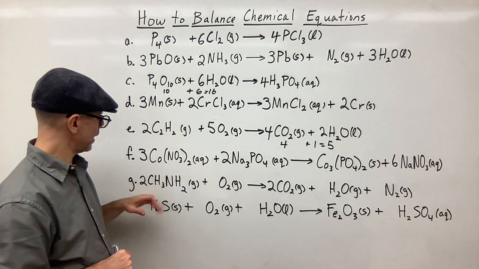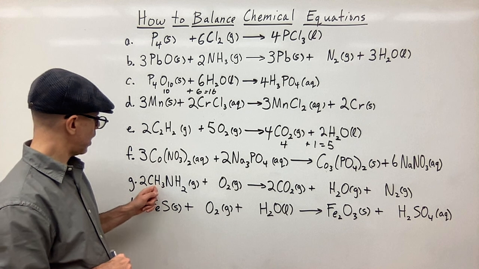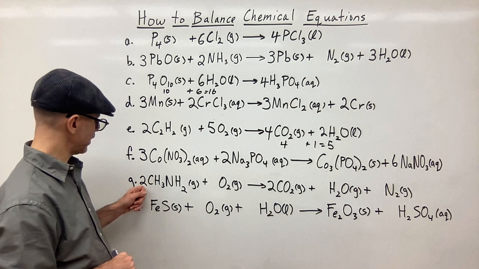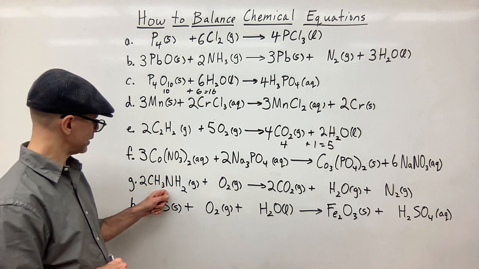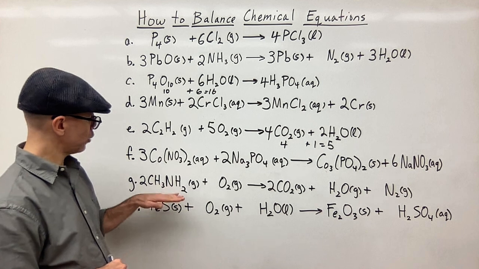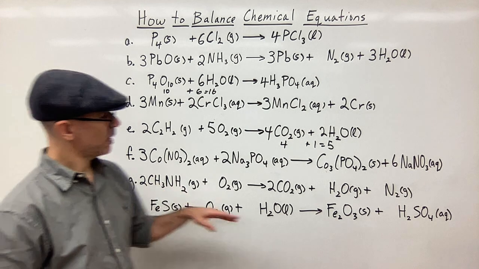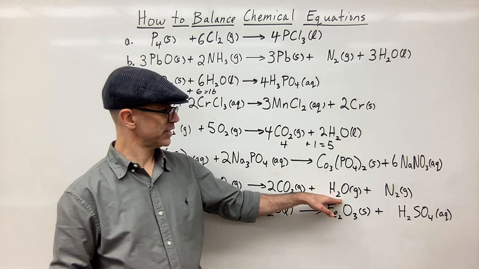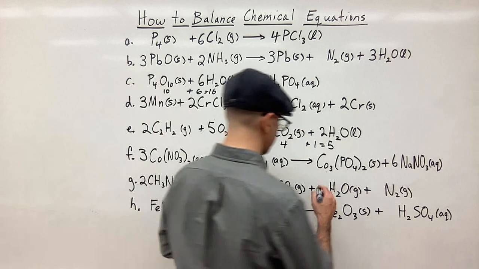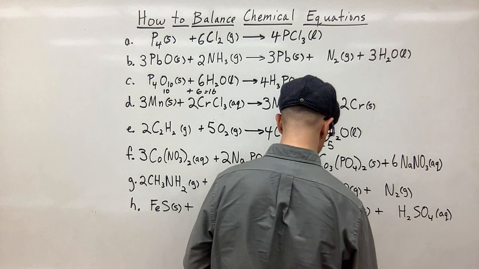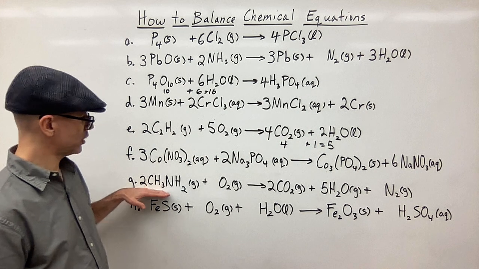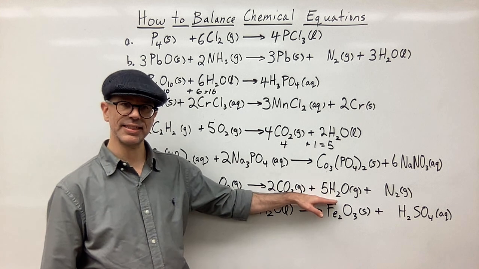So now I can go on to the hydrogens here. I have 3 plus 2. I got 5 here if I multiply that by 2, because 2 times 3 is 6. And then 2 times 2 is 4. 6 and 4 is 10. So I have 10 hydrogens on this side, but I have 2 hydrogens here. So what times 2 is going to give me 10? 5. So I'm going to put a 5 here. So now I have 10 hydrogens on this side, and I have 10 hydrogens on this side.